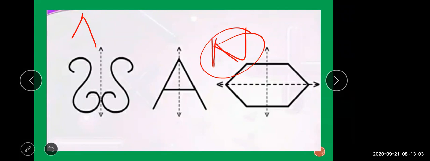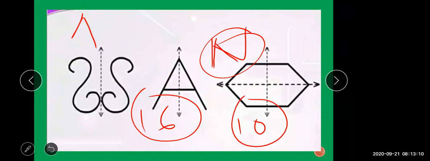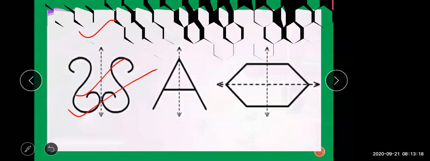Actually 16 are symmetrical figures and 10 out of them are not symmetrical figures. Okay. This we already learned in the previous lecture. Okay. Now the next.